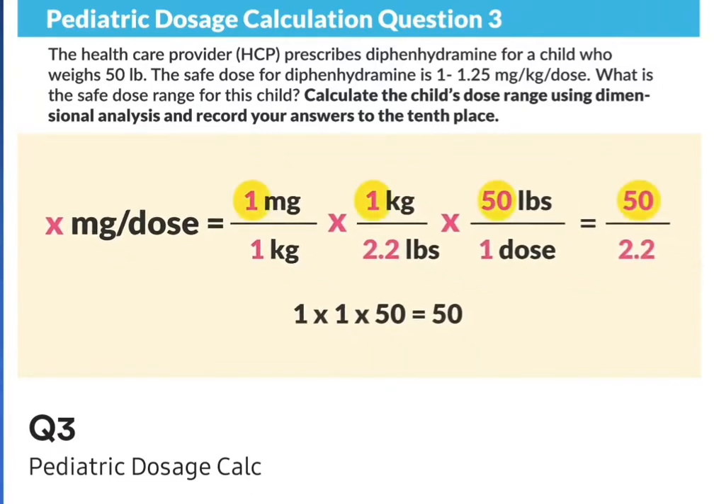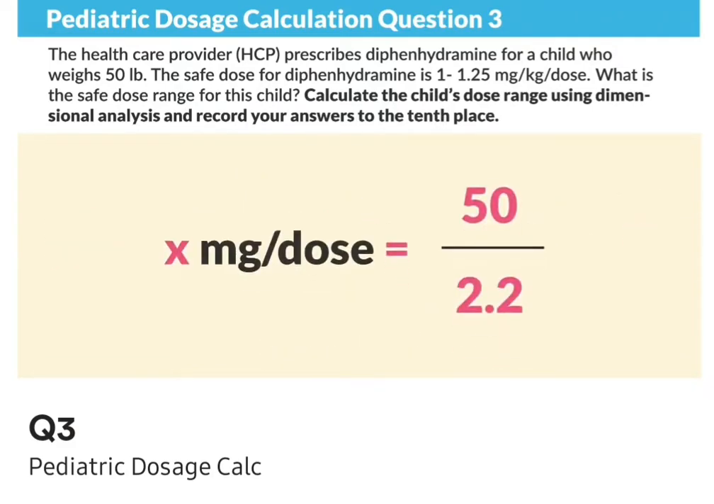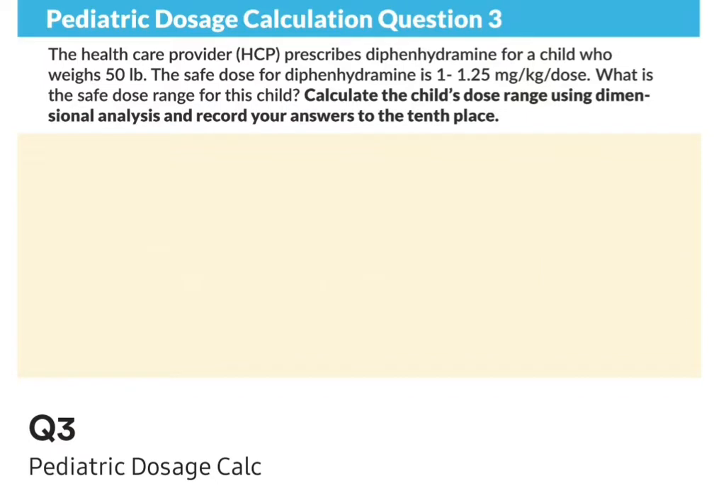Okay, now simply multiply across and multiply the numbers on the bottom here. So we get 50 over 2.2. And then with simple division, we have 22.7 here. Okay, we're not done just yet because the question's asking us a range here between 1 milligram per kilogram and 1.25 milligrams per kilogram. So we're doing the same exact thing, but instead of using 1 milligram, we're using 1.25 milligrams.